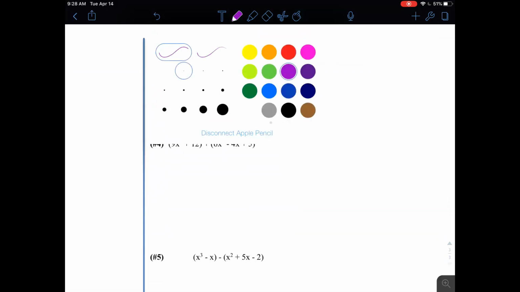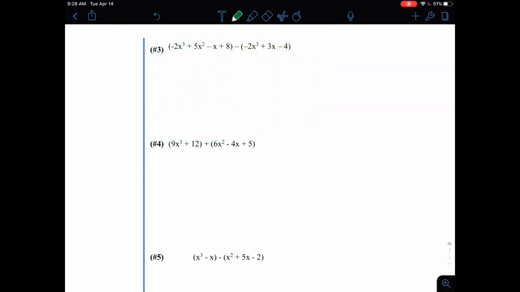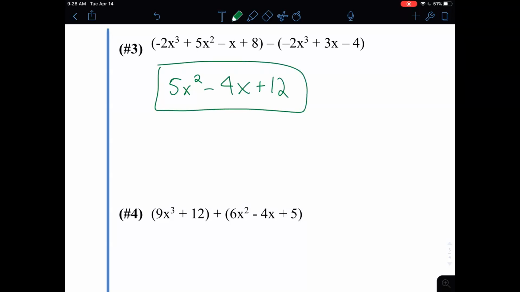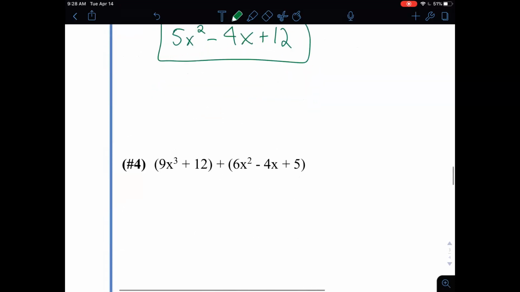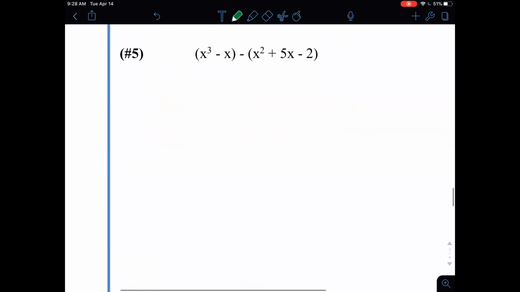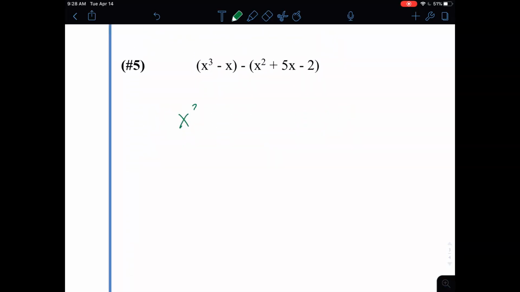All right, so the answers for these last 3 should have been, for number 3, 5x squared minus 4x plus 12. Number 4 should have been 9x to the third plus 6x squared minus 4x plus 17. And then number 5 should have been x to the third minus x squared minus 6x plus 2.